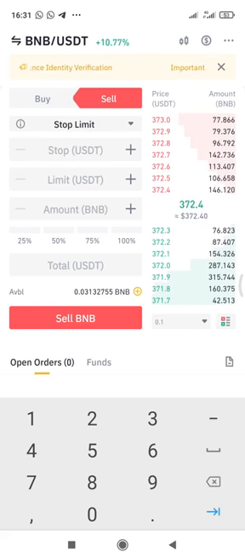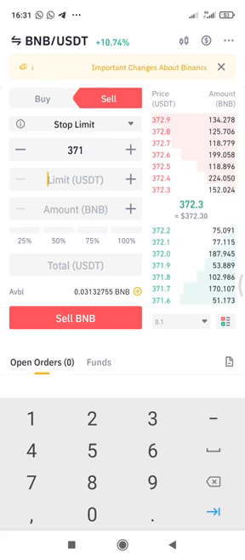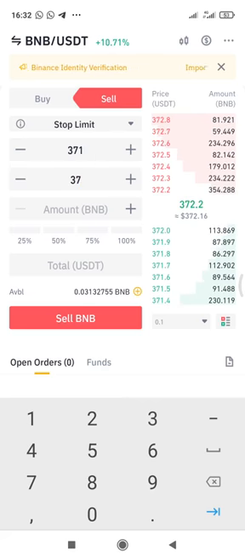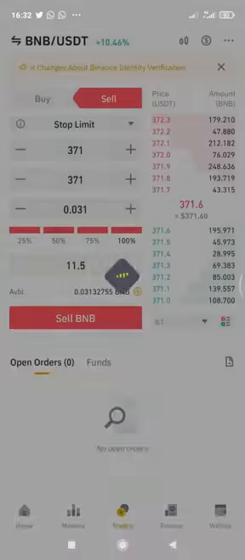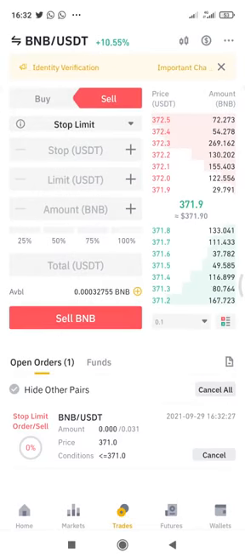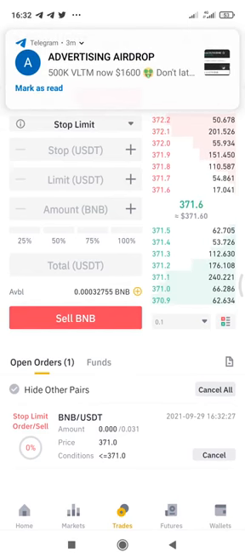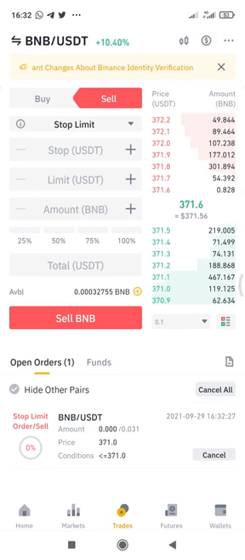Now we may say at 371, let's cut this loss. We can't bear much more loss than this. So click on 371 and also set your limit at 371.2. All right, and click on 100% and sell. So you can see the stop limit here. When this price keeps going down as it is going down now and gets to 371, it will sell off.